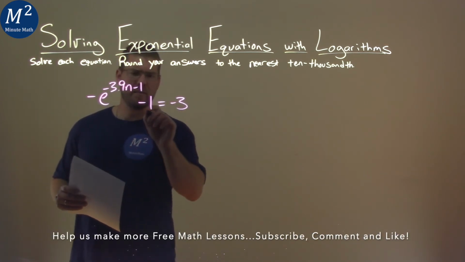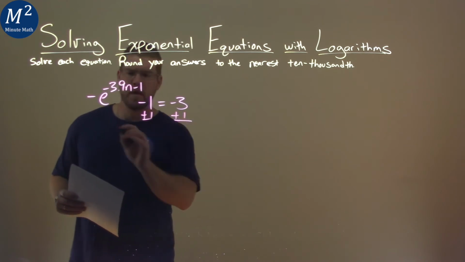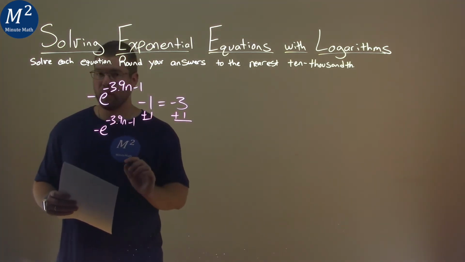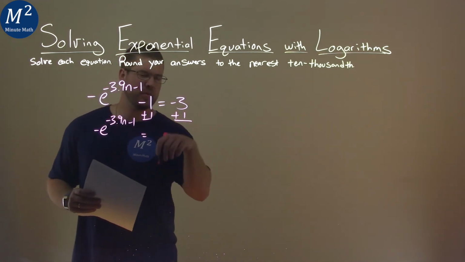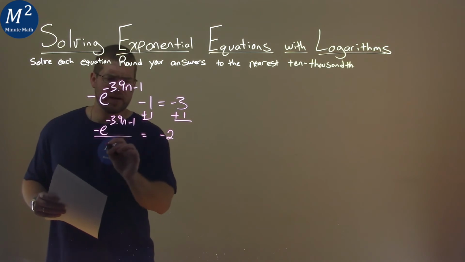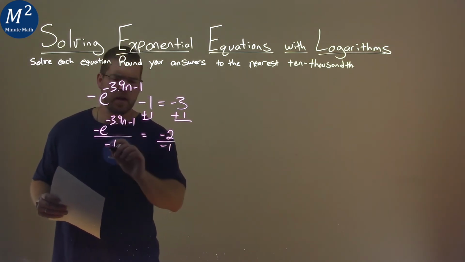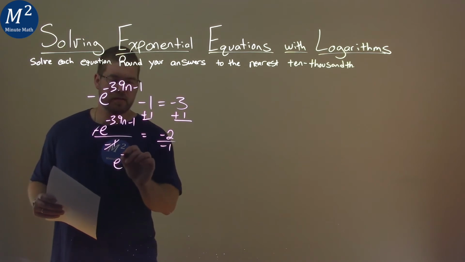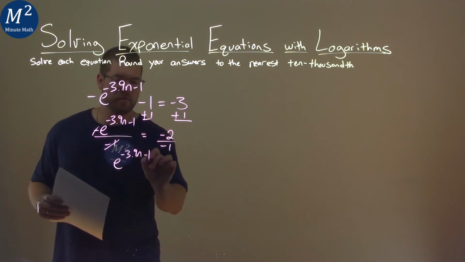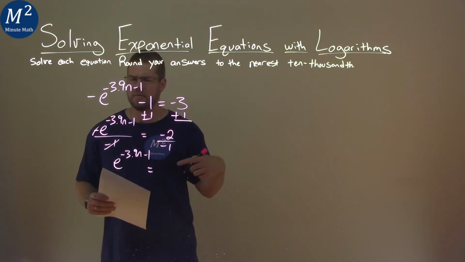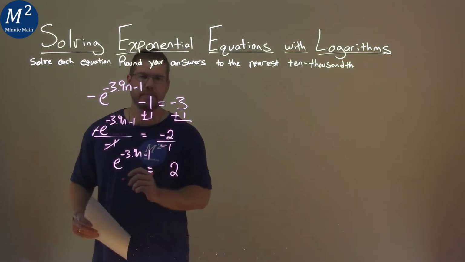Well, first thing, I'm going to add a 1 to both sides. I have a e to the (-3.9n minus 1) power is equal to -3 plus 1, -2. Now I divide both sides by a -1. That's going to cancel out this negative over here on the left. We have e to the (-3.9n minus 1) power, and that's equal to -2 divided by -1, which is a positive 2.